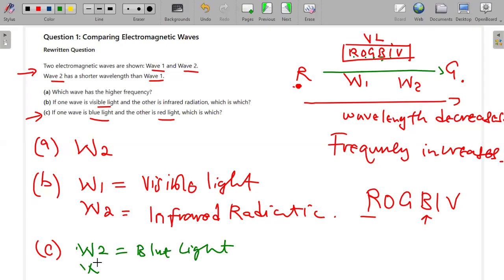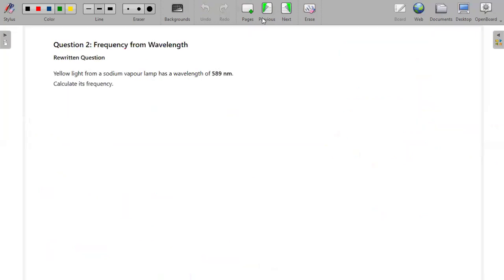Okay, and then wave 1 is actually what? The red light. Okay, because wave 1 will have a longer wavelength. All right, so any questions there on how to answer this question here? All right, we'll move on to part 2.